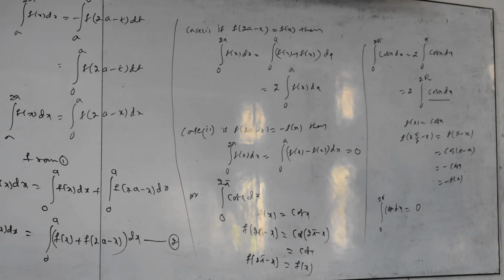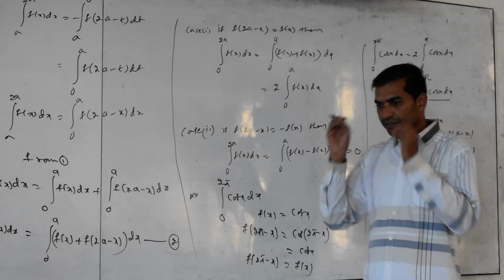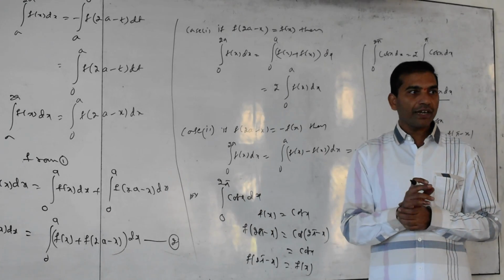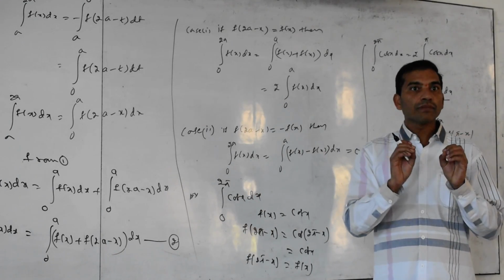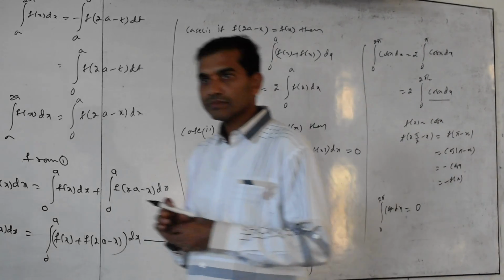You should follow the properties strictly. If it is 0 to 2a, then use the 0 to 2a property. If it is minus a to a, use that property. Are you following? While finding different integral values, keep in mind, use the properties. Such problems they will ask. Okay?